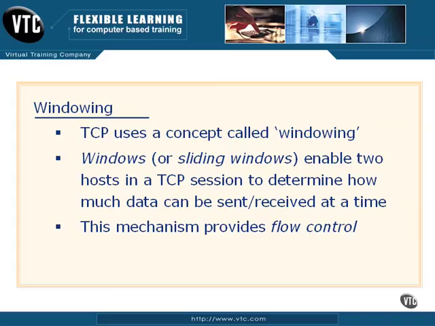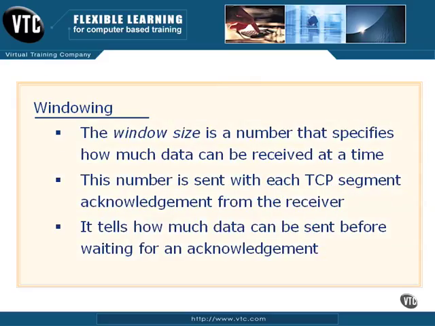TCP's windows, however, basically enable two hosts in a TCP conversation to determine how much data can be sent and received at a time. This is what we call flow control between these two computers, determining the amount of data that the receiving computer can accept, and that determines how much data the sending computer will send. Now this window size is a number that specifies how much data can be received by the receiving computer at any given time. It's a 16-bit number.